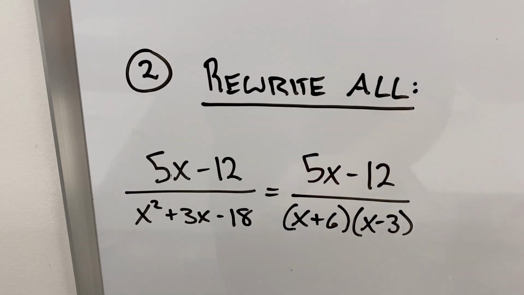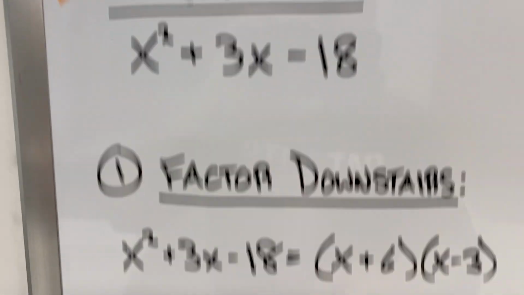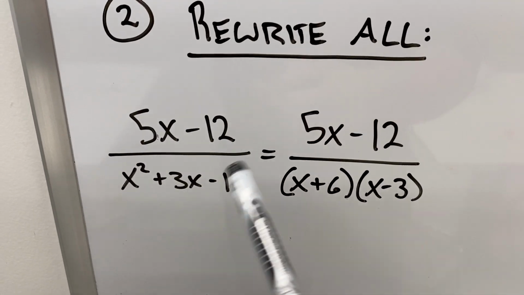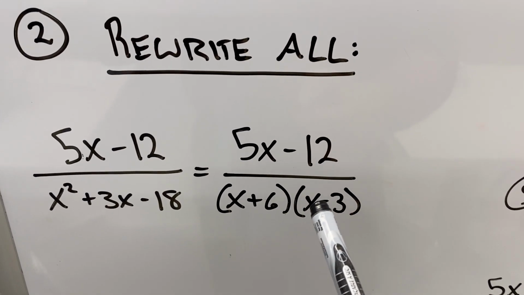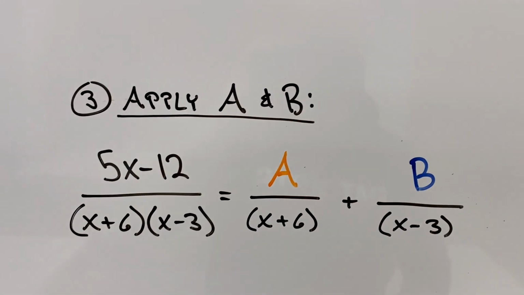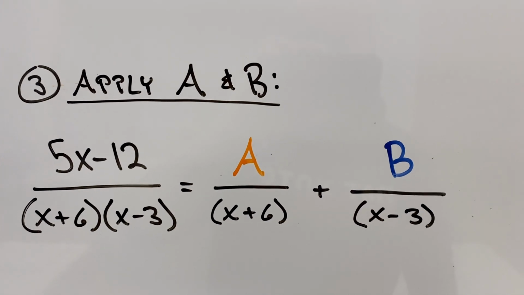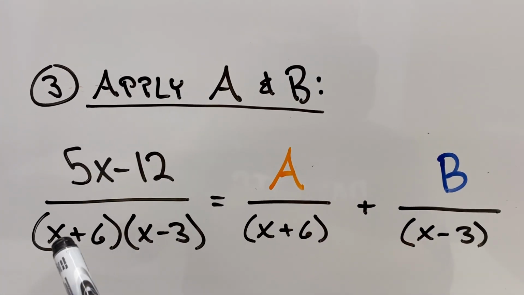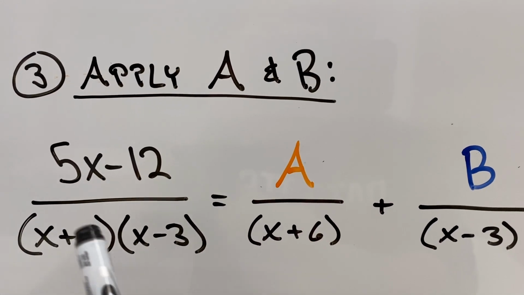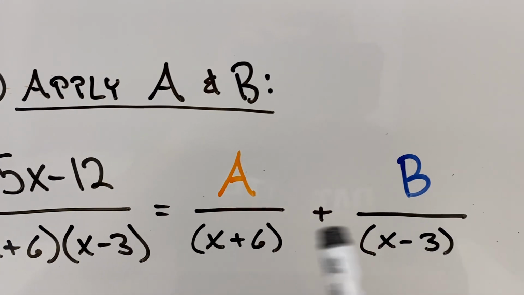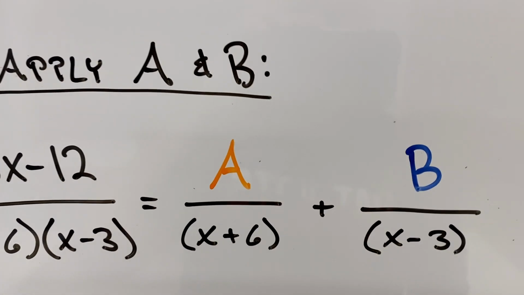Let's rewrite everything. So our expression here is going to be identical to what we were given up here, and then we're just going to write it in terms of our newly FOILed downstairs. Our new denominator here, x plus 6 times x minus 3. Moving on, here is where we're going to apply the decomposition process. We're going to apply A and B. So we're going to take our original expression with the factored denominator, and we're going to break it into two pieces here, A and B. So A over x plus 6 plus B over x minus 3.